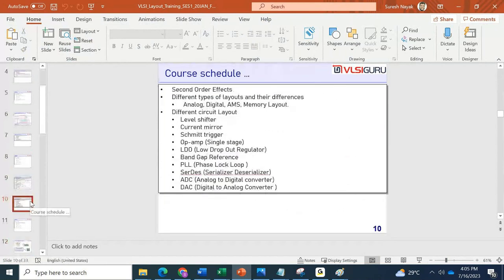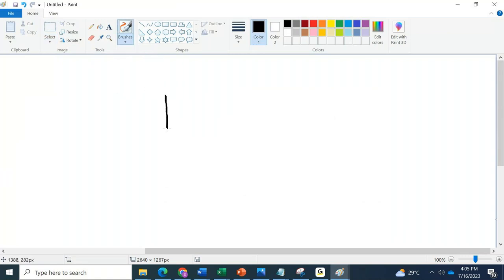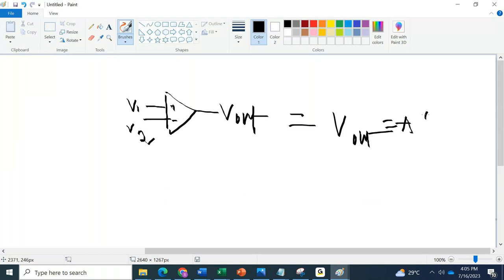So what is the extra thing? Next I am coming to the project. So what project are we going to cover? In the analog layout, we will cover level shifter, current mirror, Schmitt trigger, operational amplifier. So the op-amp you have studied in BTech. So V out equals gain into V plus minus V minus. You have studied this in BTech or MTech. But we will go into the inside structures, means everything will be designed by PMOS and NMOS, and resistor and capacitor that I told you.